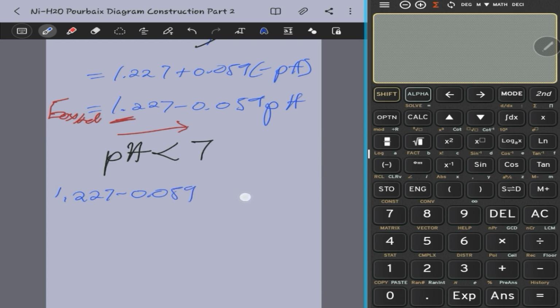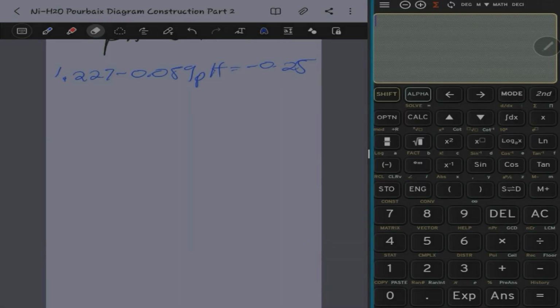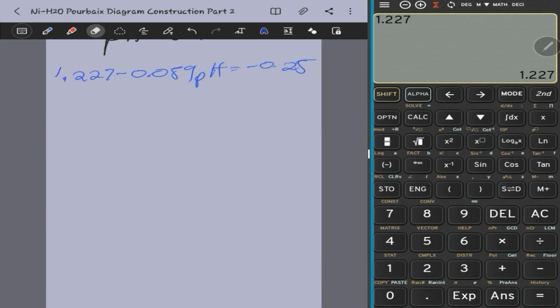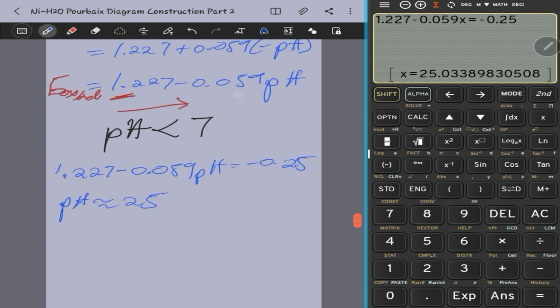1.227 minus 0.059 pH, right? And we are equating that to minus 0.25. Let's see the pH that we get for that. 1.227 minus 0.059 pH, minus 0.25, and that gives us a pH of about 25, right? Which is not possible, but for the sake of our graphing, that is what we are doing, right? pH is about 25.